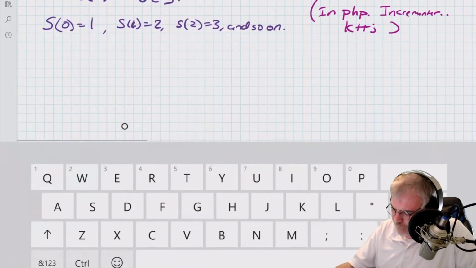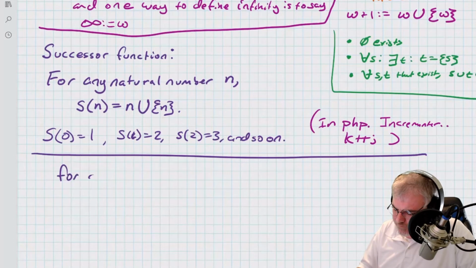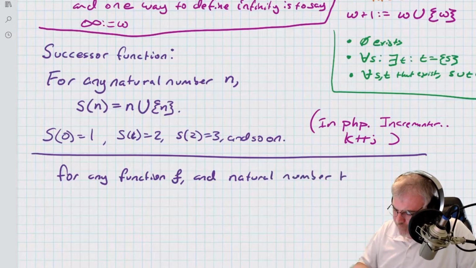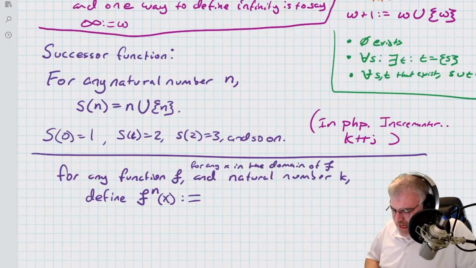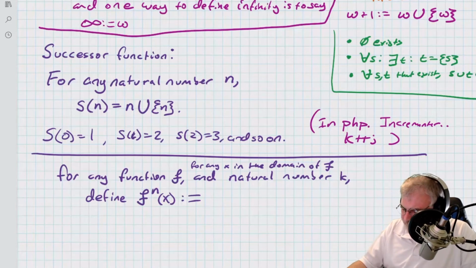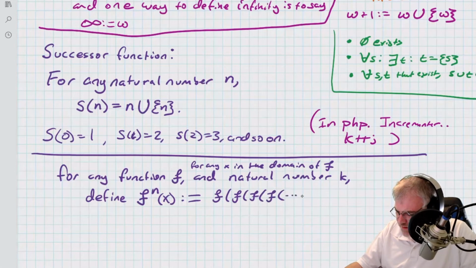So, for any function f, and any x in the domain, and any natural number k, define f to the n of x as the following: f of f of f of f of ... of x.